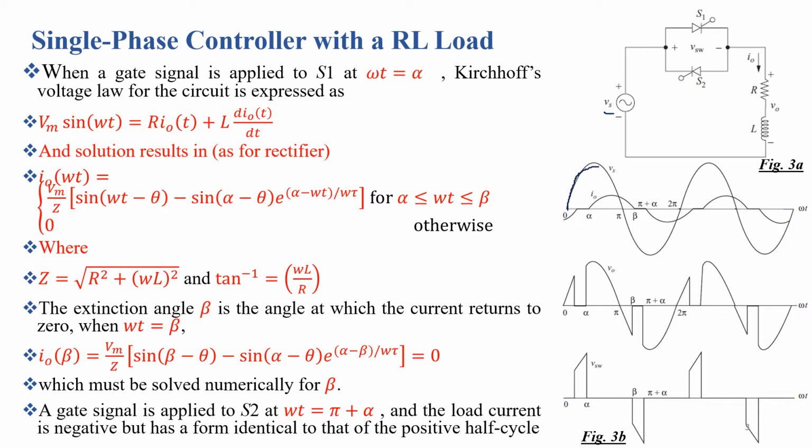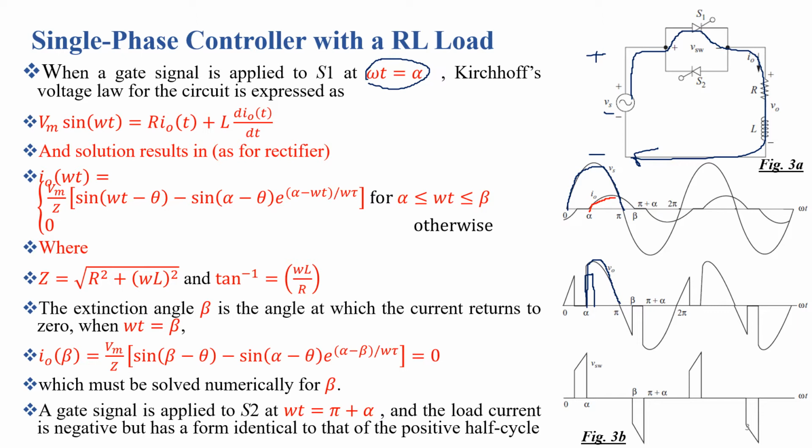For the positive half cycle of the input supply, we have the polarity like this. For this cycle, S1 is in the conduction mode and S2 is in the blocking mode. We need a gate pulse at the gate terminal of S1 to turn it on. So at omega t equal to alpha, we trigger S1 and current starts flowing through it, through the load and back to the source. We get the output voltage like this, and the output current, which lags the output voltage, increases slowly.